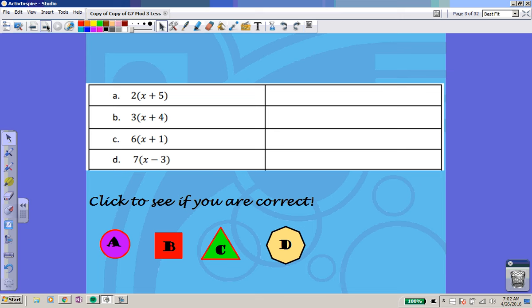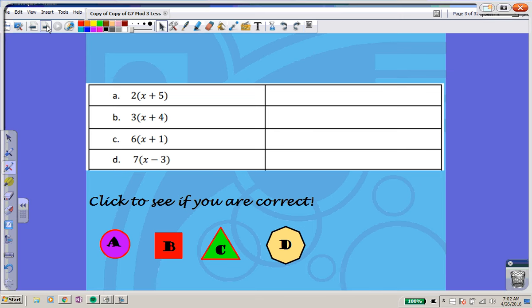So if I were to distribute, or hand out, the 2 to everything inside the parentheses, I would ask myself, 2 times x would give me 2x. And then I would hand out the 2 to the 5. When I'm handing out, I'm always multiplying, and it's a positive 5. So 2 times positive 5 is positive 10. So I just multiplied, and when we multiply, we get products, but we're writing the products as sums. So as sums, that means an answer to an addition problem.